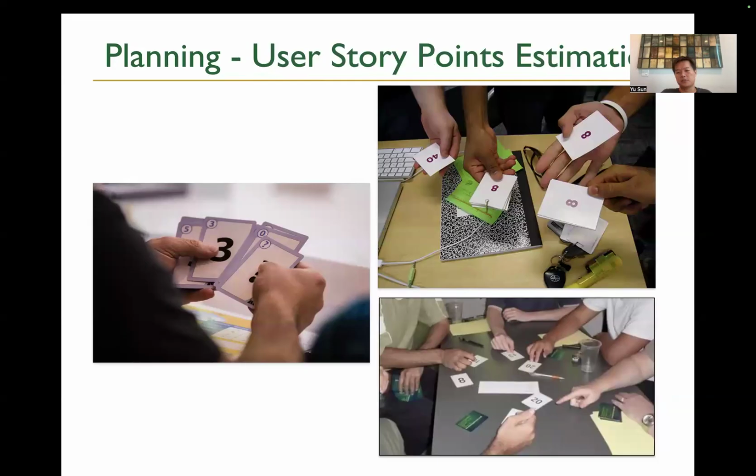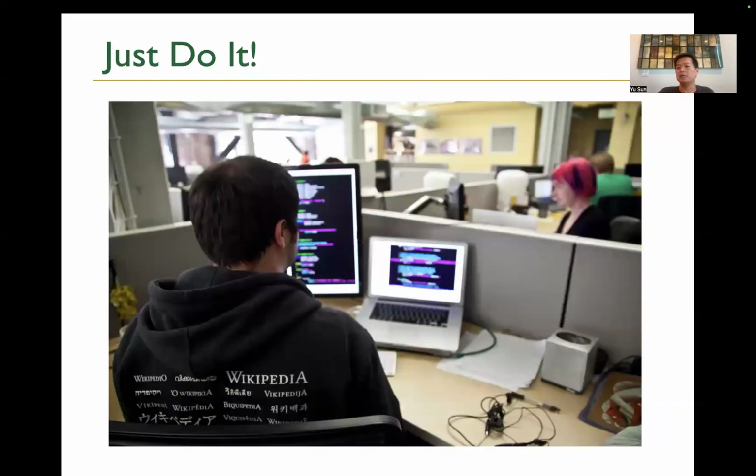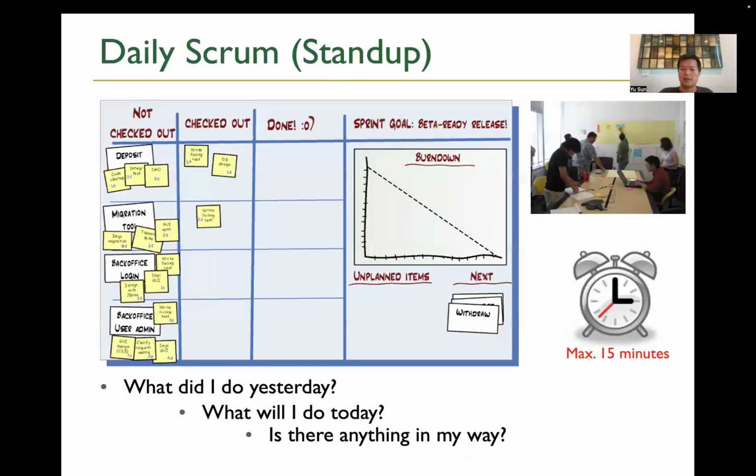All right. And I also showed you some practice like this, where people show cards based on their own estimation of how long it's going to take, and then every developer tries to reach agreement. Okay. And then we just start working on that.